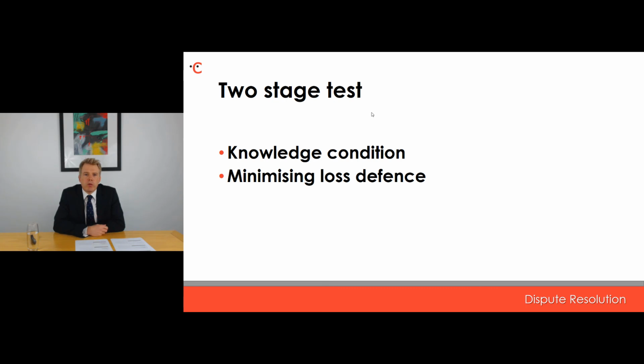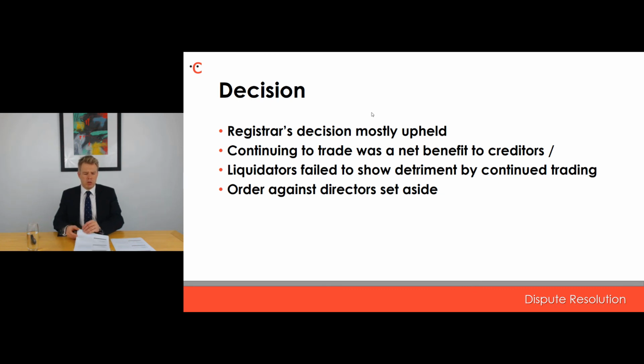From that point, you go on to consider the minimising loss defence, and this is, did the directors from that point onwards do all that was reasonable to minimise the loss to the company's creditors? As I say, in most circumstances, that will be interpreted by directors as ceasing to trade. In this case, that's not what the directors did, and they continued to trade. And the court on appeal said that was fine.